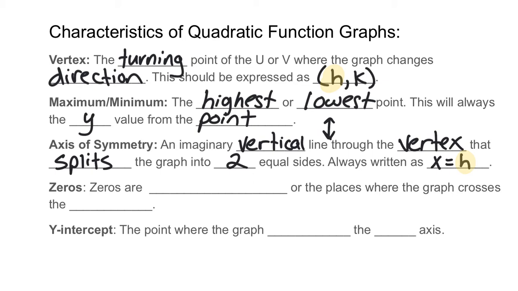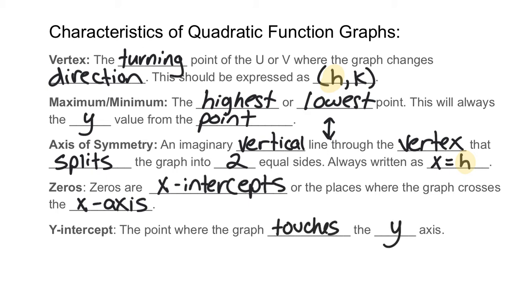All right. Then zeros, and we've talked about zeros before. Remember, those are your x-intercepts, or the places where the graph crosses the x-axis. And then, of course, a y-intercept is the point where the graph touches the y-axis. So the only thing from any of this that is new for you is a vertex and the idea of this axis of symmetry. The other things are things we've already done before. Hopefully some of that is familiar to you.